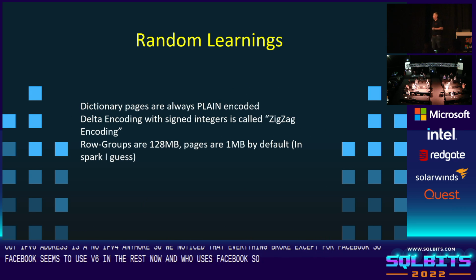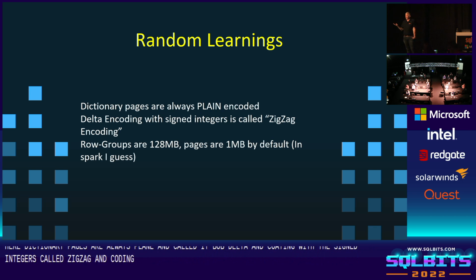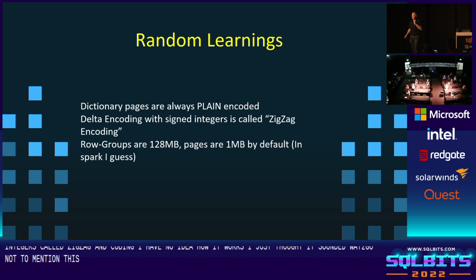So you learn some random things here. Dictionary pages are always plain encoded. Delta encoding with the signed integers is called zigzag encoding. I have no idea how it works. I just thought it sounded way too cool not to mention this. Makes me sound so smart. Oh, this is zigzag encoding. No idea how it works.